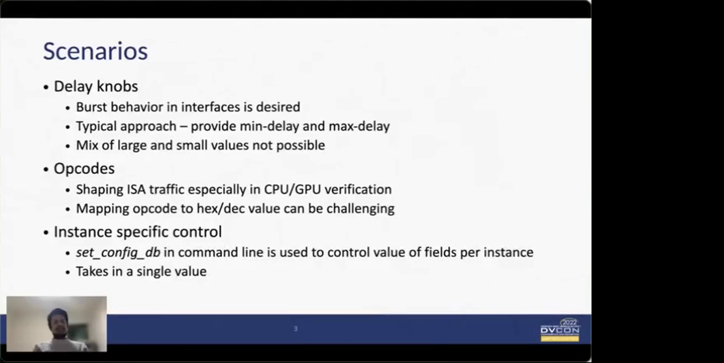The next very common one is instance-specific control. Set config db in the command line is used to control the value of fields per instance. If there's a field in a particular sequence and a particular instance of that sequence, you can control it by using this keyword in the command line, and you can provide it a certain value. But again, we are restricted to providing a single value, a single string, or a single decimal value to this field. And it becomes difficult to create a randomization of that field.